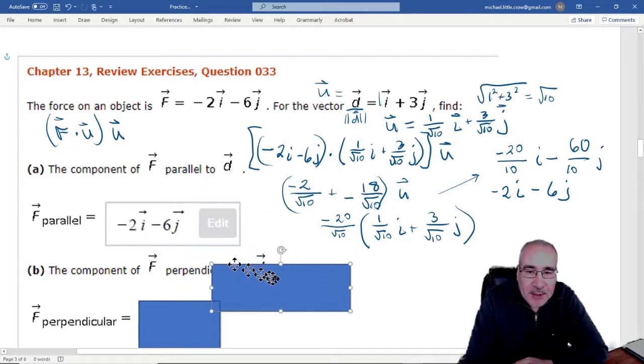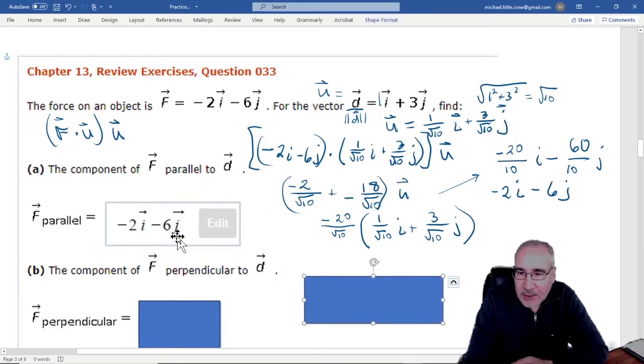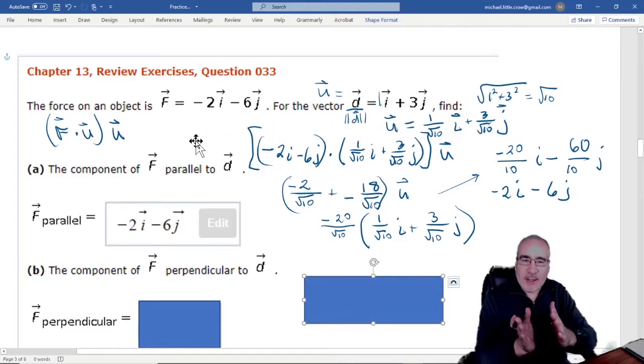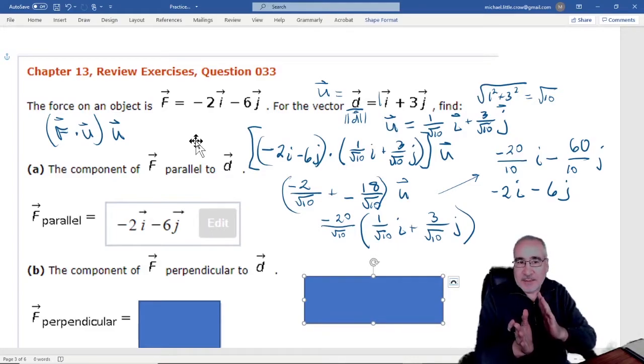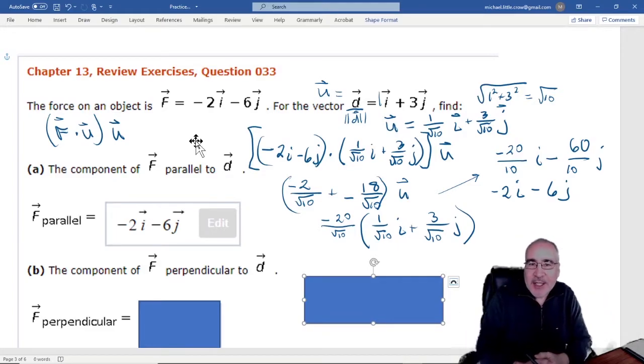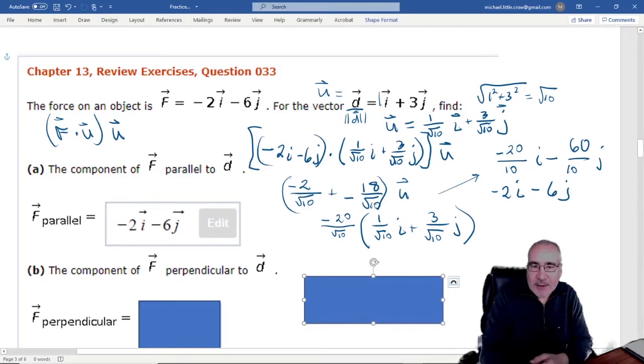So let's do the reveal, and yes, indeed, negative 2i minus 6j. Okay. And notice that is the same as f, and the reason is because these vectors are parallel with each other. If you recognize that, it will always happen when they're parallel. The force vector is the component because it's going in that same direction. And the way you can recognize parallel vectors is notice they differ by a scalar. So you could factor out a negative 2 out of here.